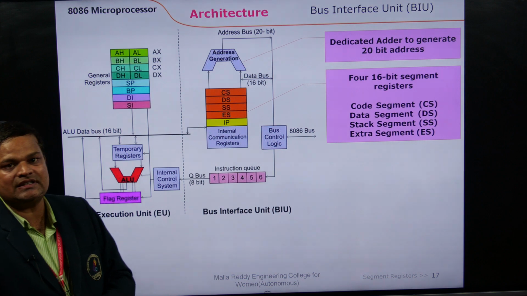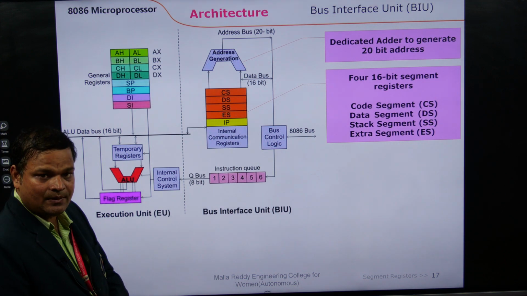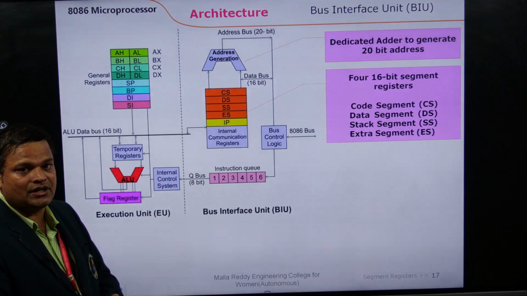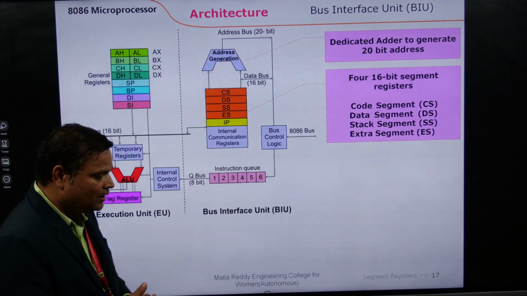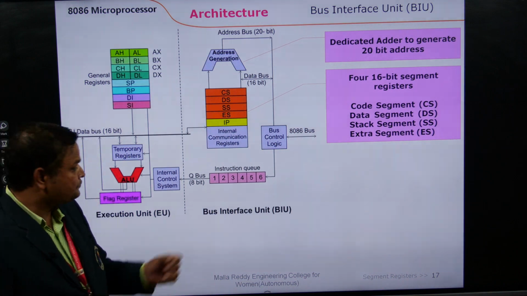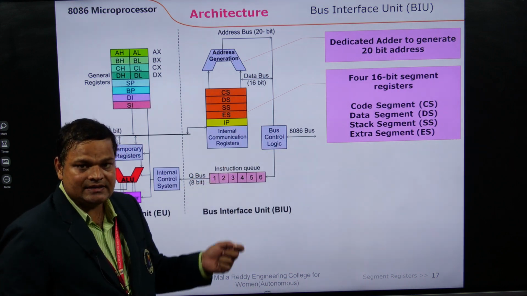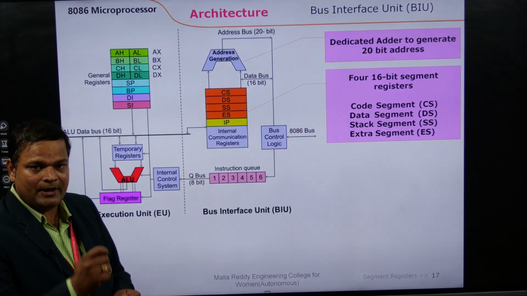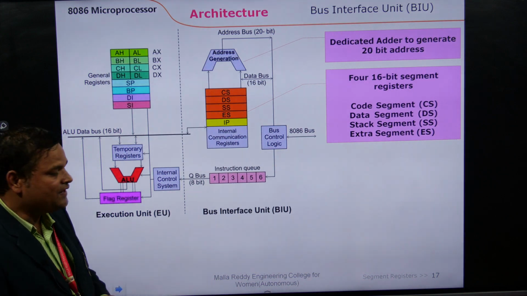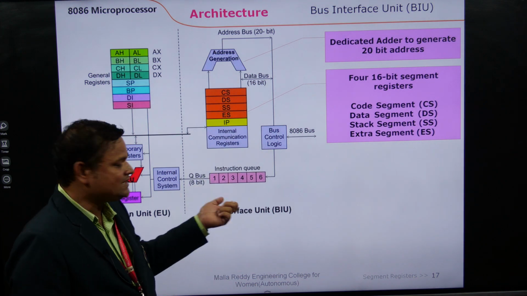Apart from these segment registers, we have one more important piece of logic here, the instruction queue. The instruction queue is a 6-byte instruction queue. Its function is to fetch instructions from memory before execution of the current instruction. To increase the efficiency of the microprocessor, the processor fetches the instruction in advance, and we call this concept instruction pipelining. Because of this instruction pipelining, the efficiency is increased. The size of this instruction queue is 6 bytes.